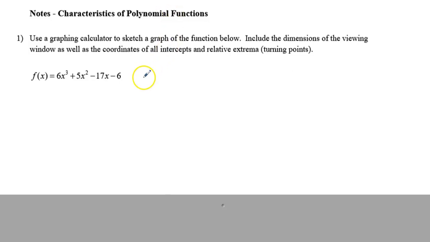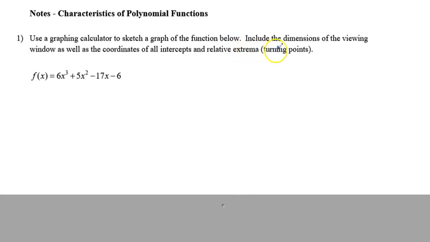In this recording, we're going to start to talk about characteristics of polynomial functions. As these polynomial functions get more complicated, it becomes difficult sometimes to find key values algebraically. So we're going to first go over how to use the graphing calculator to get a nice sketch of the function, including a good window, and also how to find intercepts and relative extrema.